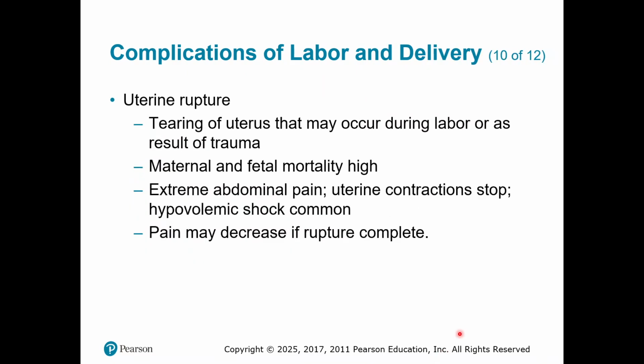Uterine rupture, the tearing of the uterus that may occur during labor as a result of trauma. Maternal and fetal mortality is high. Extreme abdominal pain, uterine contractions stop, hypovolemic shock common. And pain may decrease if rupture is complete.